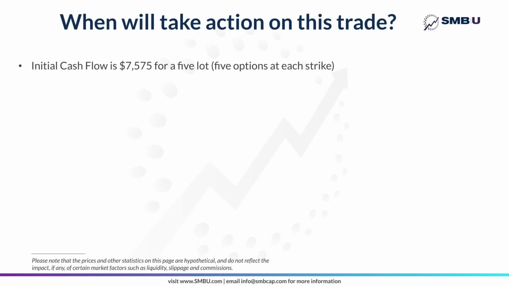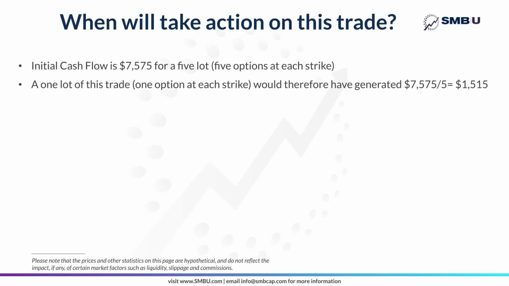So where do we go from here? Well, let's do a little bit of calculating to understand where we might take action. We executed 5 options at each of the 4 strike prices that we showed you, right? And so if we had only executed 1 option at each strike, we would have brought in 1/5 of the amount of the credit, or $1,515, as you can see, right?